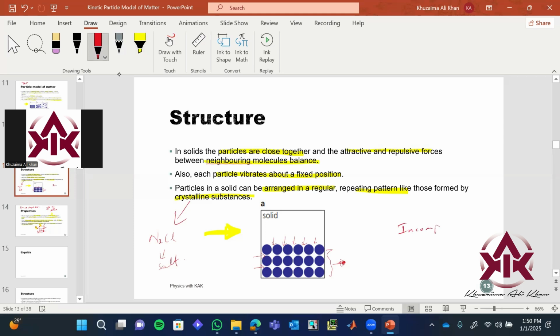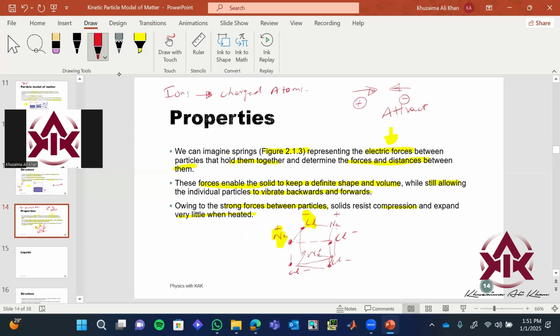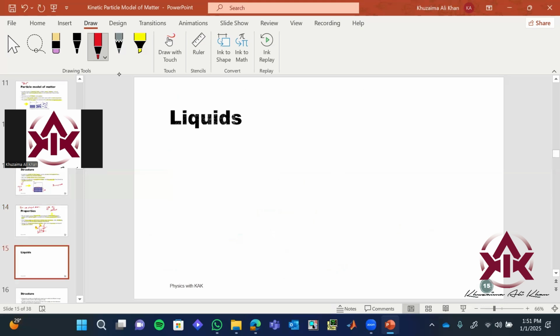Why were they incompressible? Because they did not have enough spaces, and because of strong forces, the atoms are pretty close to each other. If you try to heat up at a lower temperature, they will not expand so much. If you provide a huge amount of energy, it might convert to liquid, and that is called melting, right? So I'm just defining the properties which we have seen and studied in the last lecture, a detailed overview of what we have already studied.